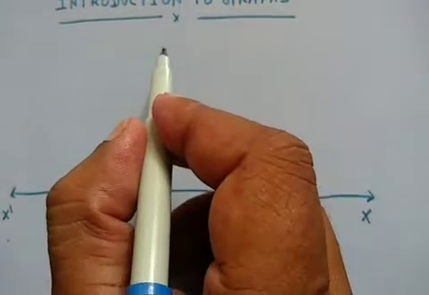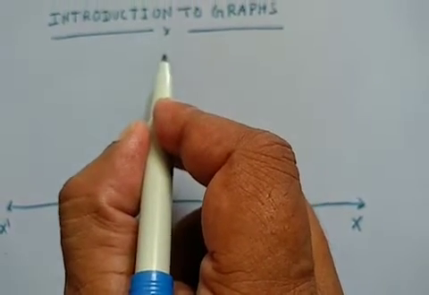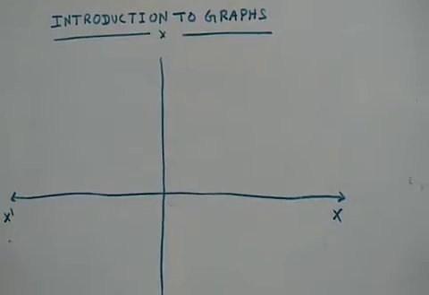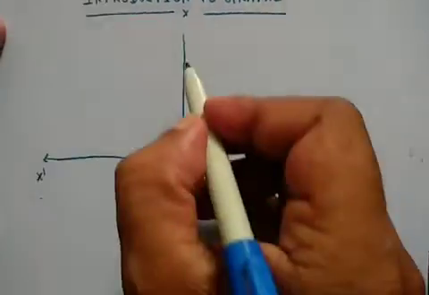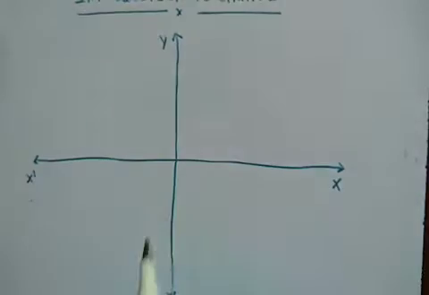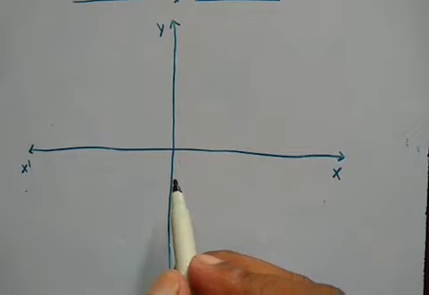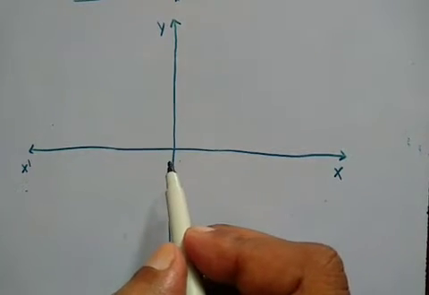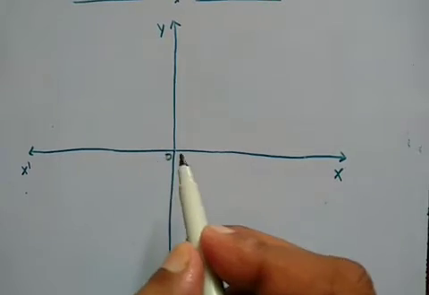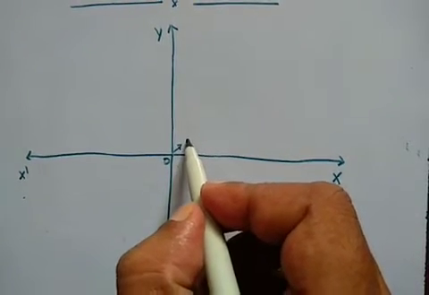After that we draw another perpendicular line, a vertical line, that is known as the y-axis and denoted by y dash. Both axes intersect at a point. That point is denoted by O and it is also known as the origin.